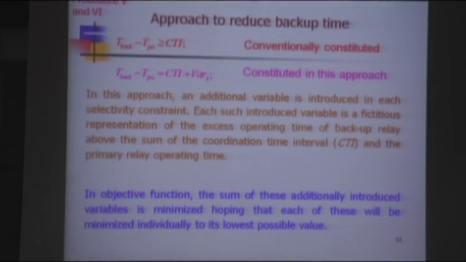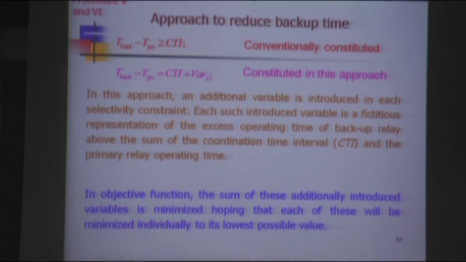Another approach is to reduce the backup time. Backup time in the sense that so far, what we are attempting in the mathematical optimization problem is that backup relay time should be greater than primary relay operating time. But one of the worries is that if the backup time is delayed by too much margin, let us say 1.5 second or 3 second, 4 second, it will be of no use to us. It will be of use only insofar as the primary relay will operate first and the backup relay will not operate first, so that less area will be isolated.